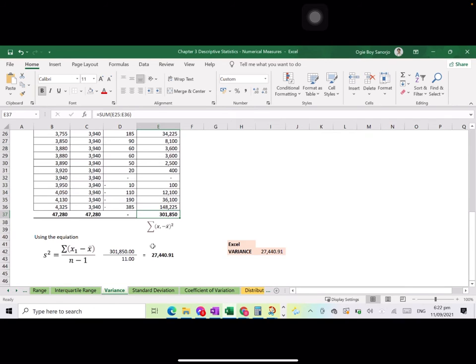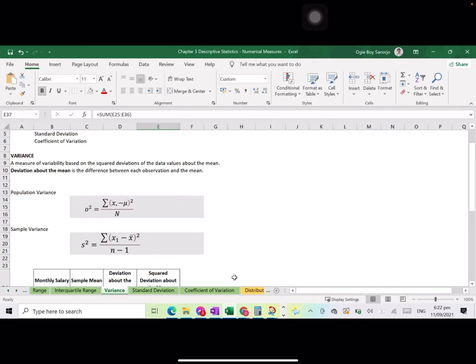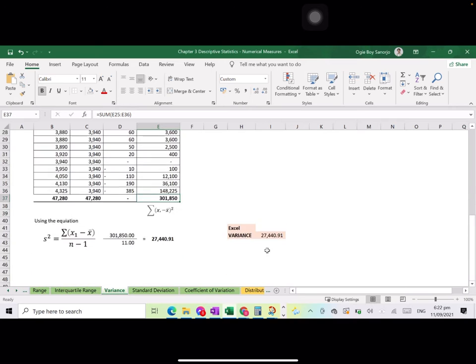So with that, by applying the formula, we have here the numerator 301,850, and also our denominator is 11. 12 minus 1, that is 11. So by applying mathematical operation, our variance for our sample is 27,440.91. So ganyan lang naman kadali yung variance, no?